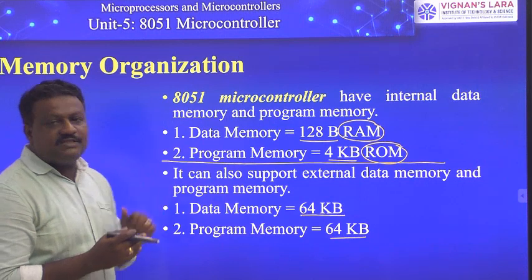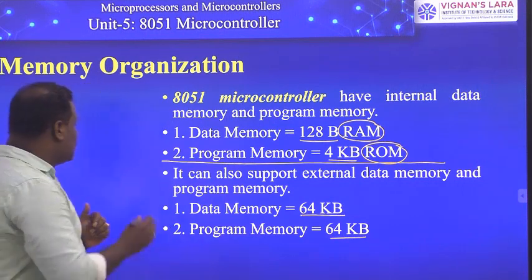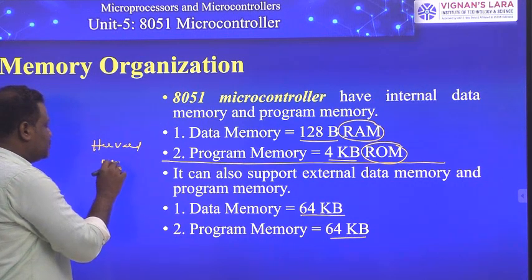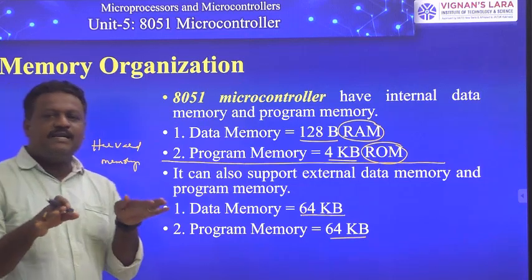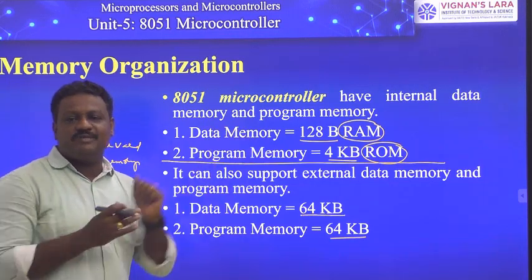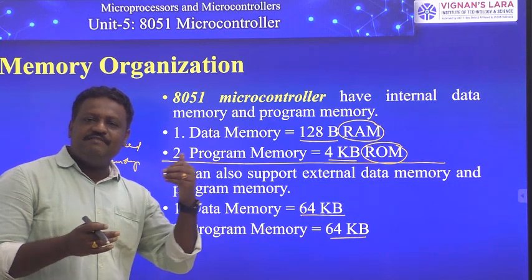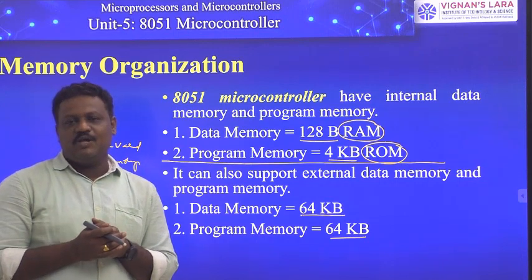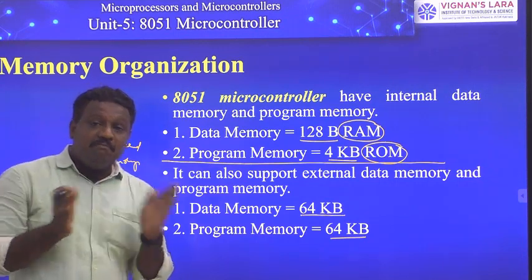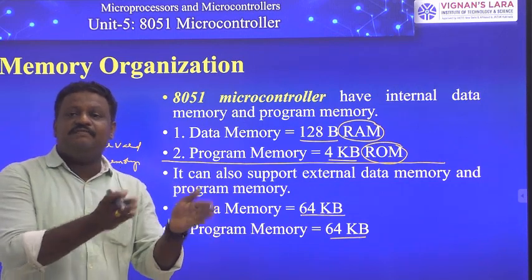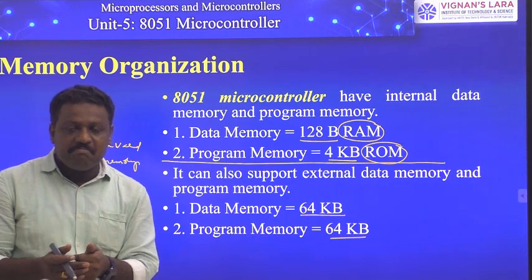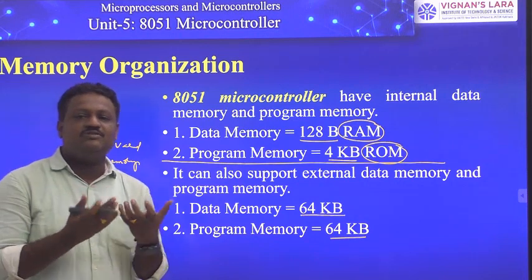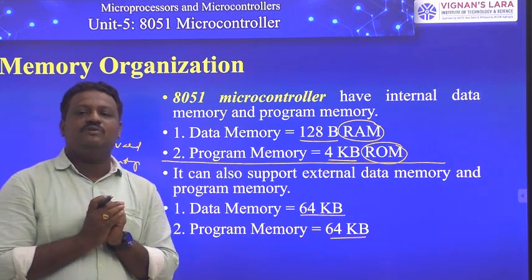So once you observe this, our 8051 supports Harvard memory organization. That means we are using two separate buses to communicate with these two memories. To communicate with the data memory, we use one bus, and to communicate with the program memory, we use another bus. Once a controller or a processor maintains separate buses to communicate with the data memory and the program memory separately, that structure is called Harvard memory organization or Harvard memory structure. So you have to remember that, friends.